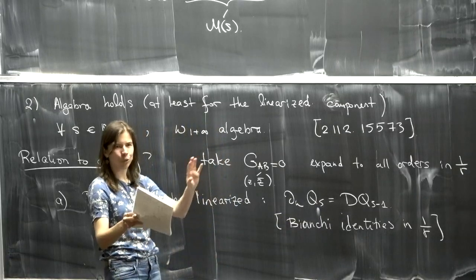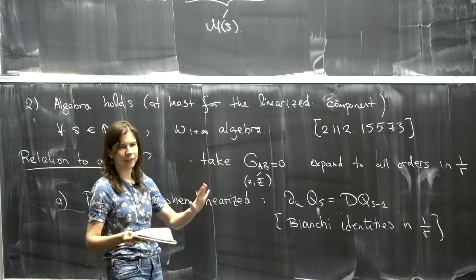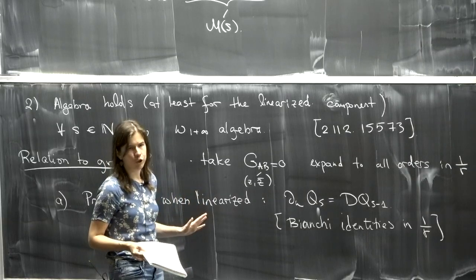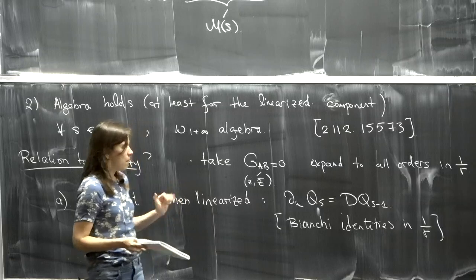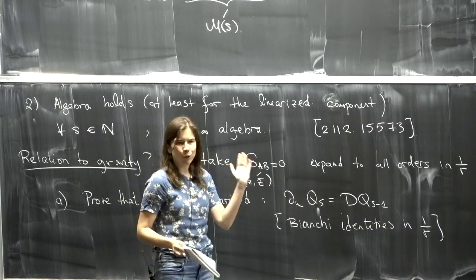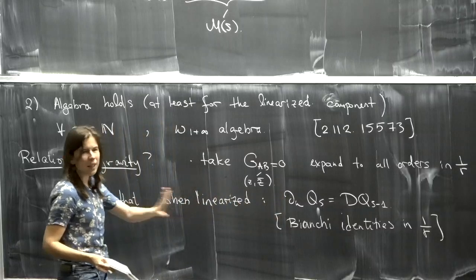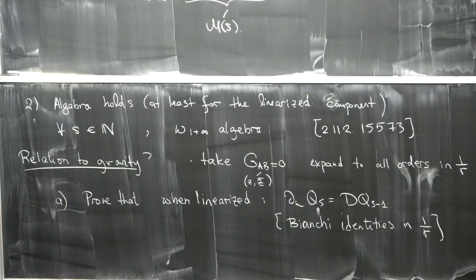I totally agree, if you took Bianchi identities and you didn't expand them, those are just things that are true. They're always obeyed by the curvature invariants, right? But actually, when you start expanding them in 1 over R, there turn out to be these structures. But it's still a little bit mysterious, at least to me, why that happens.